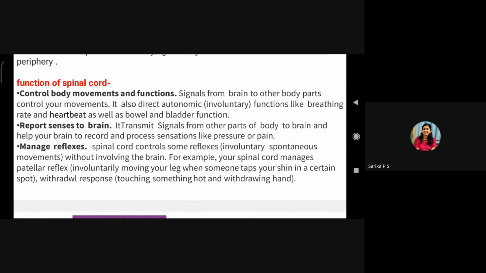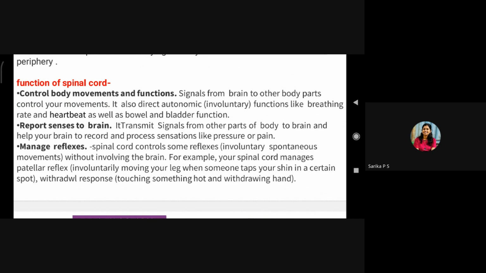Spinal cord controls some reflexes like this without involving the brain. Now in this case, brain does not get involved. Otherwise, if it wants to involve, then the process will be more late. Maybe till that time your hand may burn.